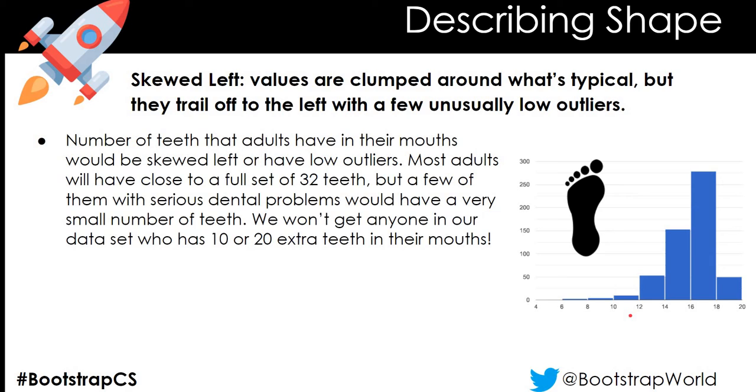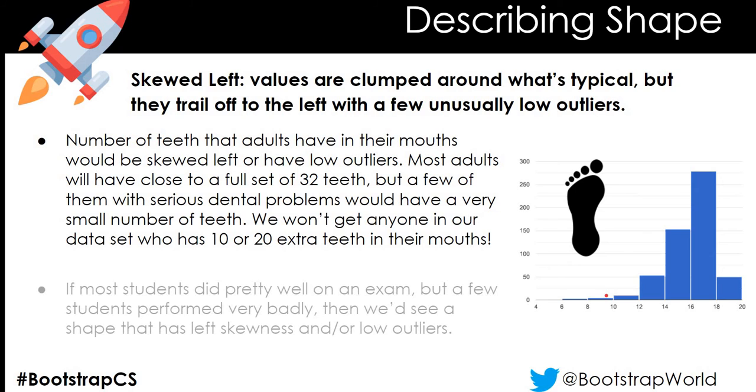So the number of teeth that adults have in their mouths would be skewed left, or have low outliers. Most adults will have close to a full set of 32 teeth, but some who don't have good oral hygiene have less than that, right?